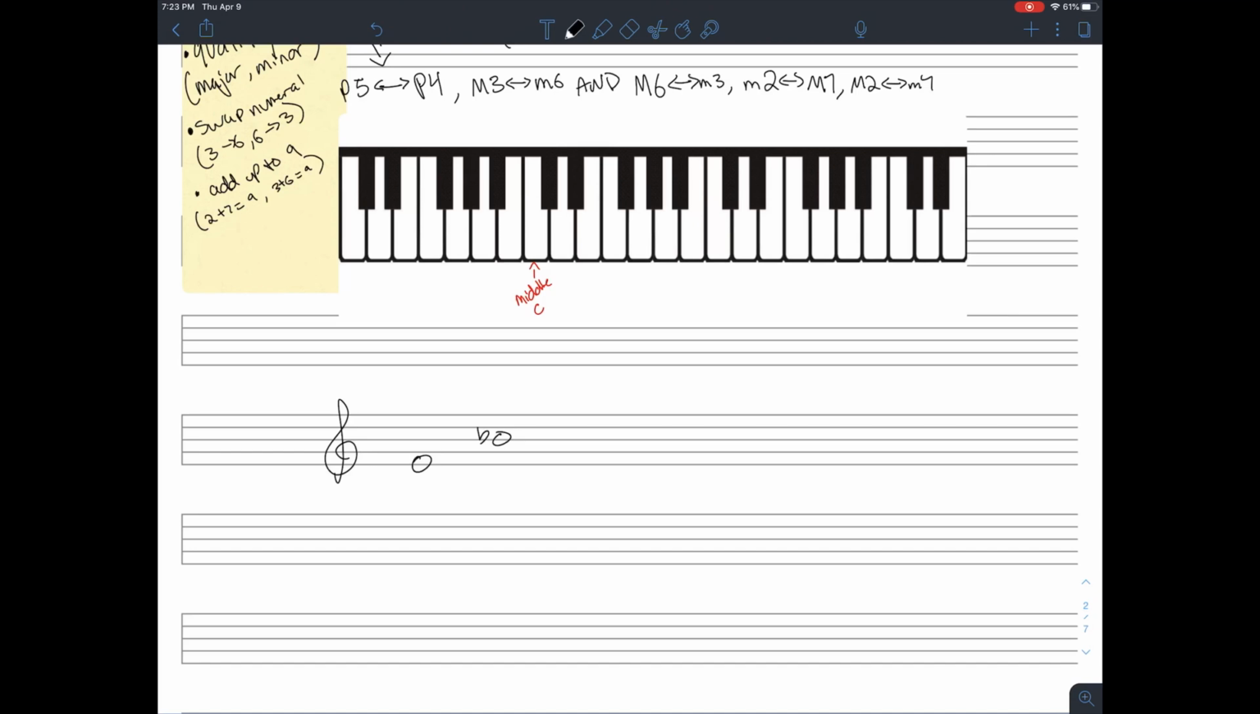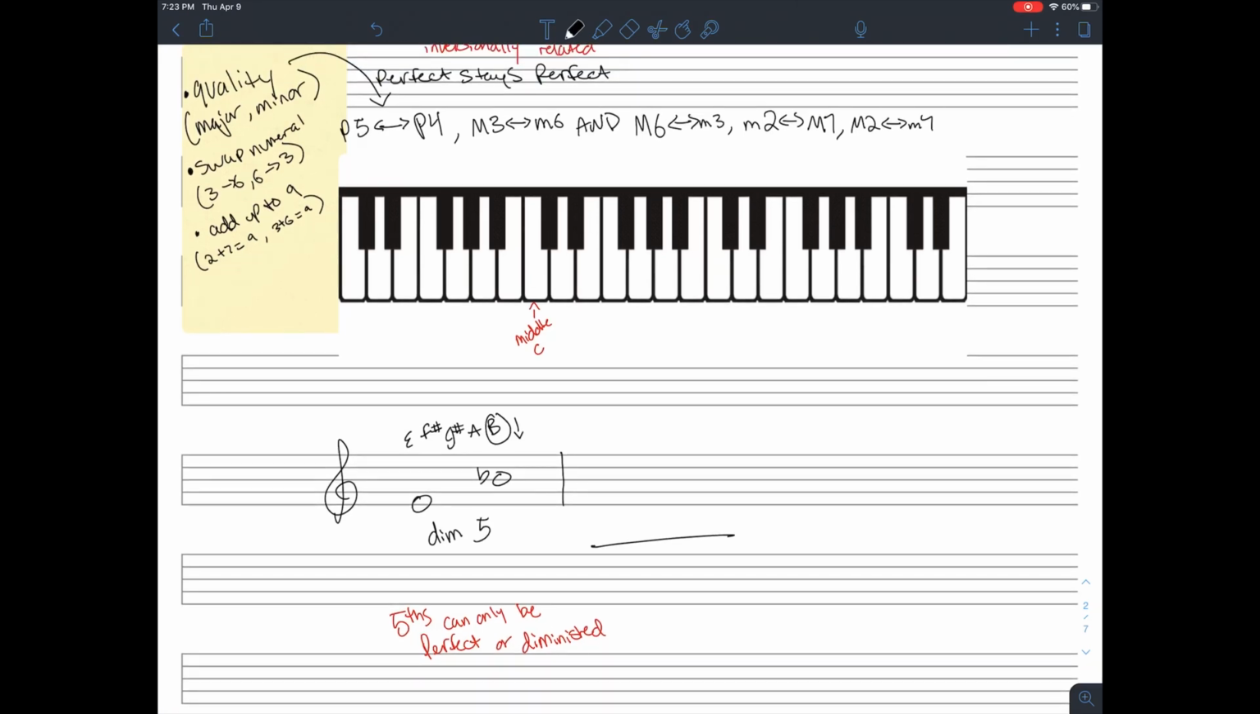Let's talk about that. So, E to B flat, weird. We know it's a fifth, right? But it's lowered a half step. It's not a perfect fifth. Fifths can only be perfect or diminished. They can be augmented, but we don't usually call that interval an augmented fifth. Now, is that diminished fifth going to give us an augmented fourth? It should. Let's try it.